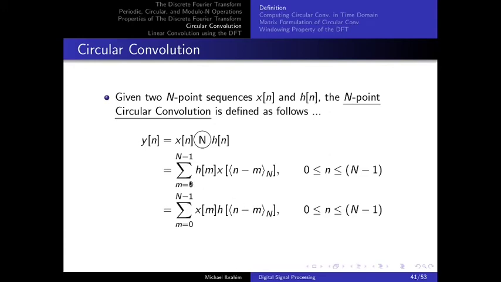And the second difference is that in linear convolution we have summation going from minus infinity to positive infinity. Here the sum goes from 0 up to N minus 1, which is one cycle only. And the length of the output y of n over here is also N. So if x of n and h of n are N-point sequences, and we're doing N-point circular convolution, the output y of n, or the result of convolution, is also N-point.